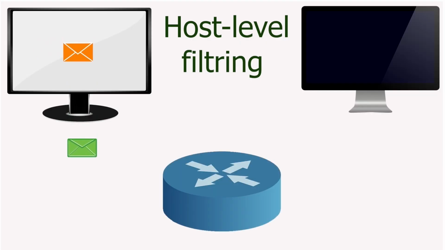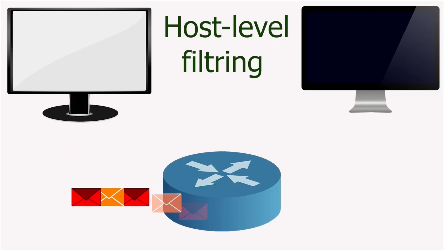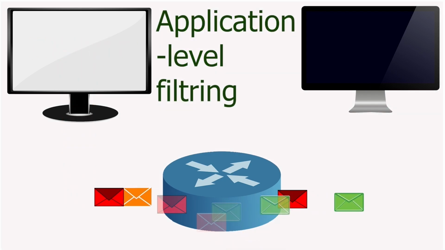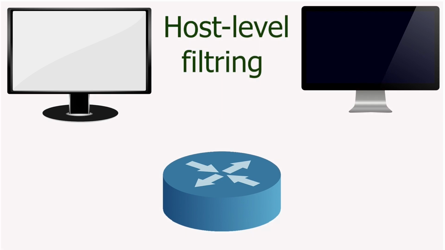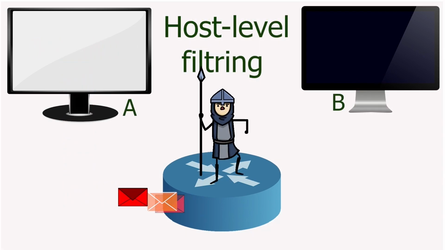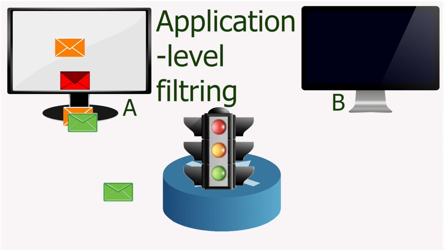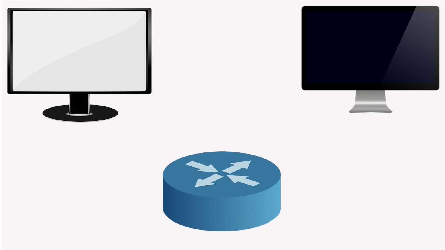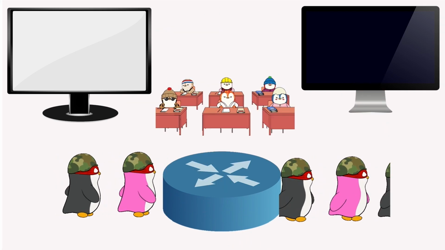For example, if you want to filter all traffic from a host, you would use host-level filtering. But if you want to filter only web traffic from the same host, you would use application-level filtering. In simple terms, host-level filtering checks whether host A is allowed to access host B, while application-level filtering checks how much host A is allowed to access host B.